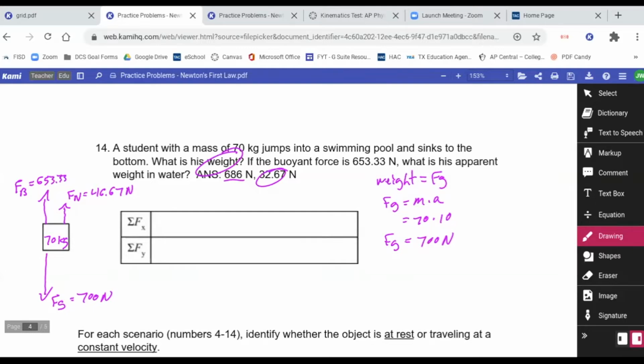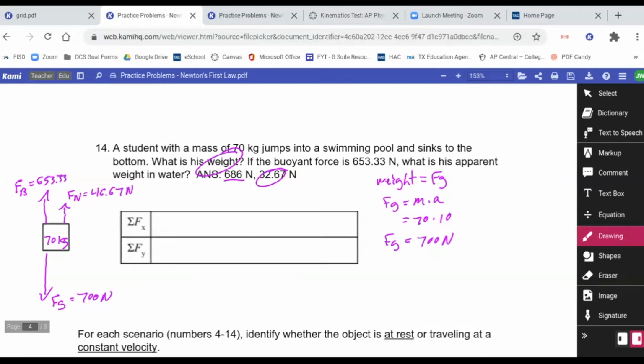So the buoyant force is already pushing upwards at 653. His weight is 700. So in order for you to make him float or to push him up, you just have to balance the force of gravity, the weight. You just have to balance that out. You're already being helped with 653. You've got 700 going down. You only have to push up with 46.67. Anything more than that, you're going to accelerate upwards.